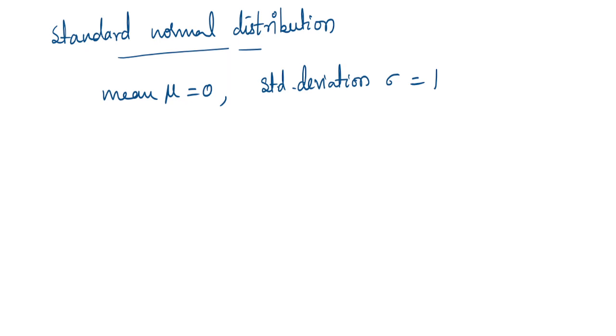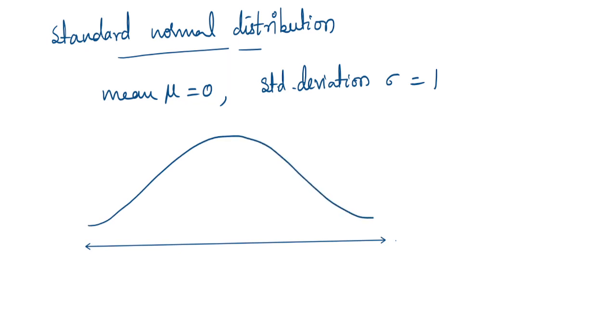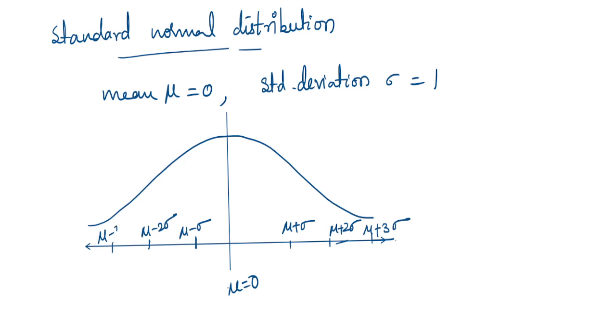That is, if we take a normal distribution, here this is the line of symmetry, which is mu equal to 0. Then next is mu plus sigma, mu plus 2 sigma, mu plus 3 sigma. As we know, first standard deviation from the mean, second standard deviation from the mean, and third standard deviation from the mean. And on the left hand side, mu minus sigma, mu minus 2 sigma, mu minus 3 sigma.